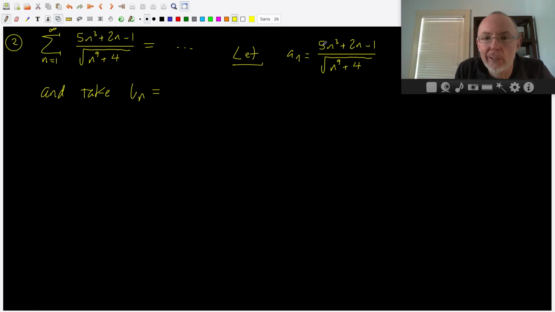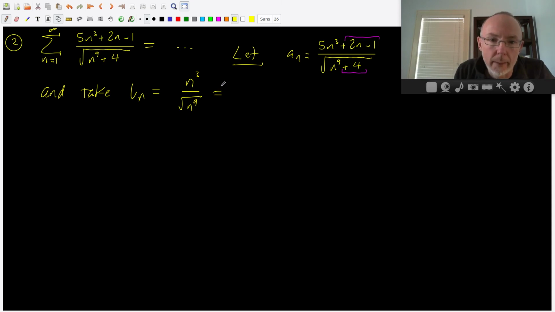So what I'm going to do is look at it and I notice that there's a 5 here and there's an n cubed. And when n is large, the 5n cubed is going to be much more important than those things. Right? When n is large, the n to the 9 is going to be much more important than the plus 4. So I'm even going to ignore the 5. I'm going to take the n cubed in the numerator, and I'm going to take the square root of n to the 9 in the denominator, and I'm going to take that to be b. Right? The 5 is not going to matter here.